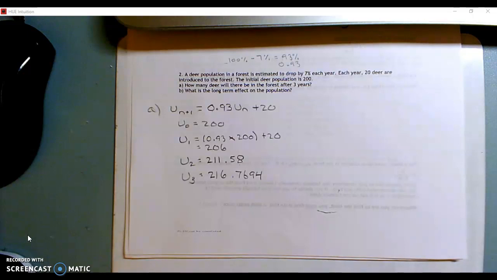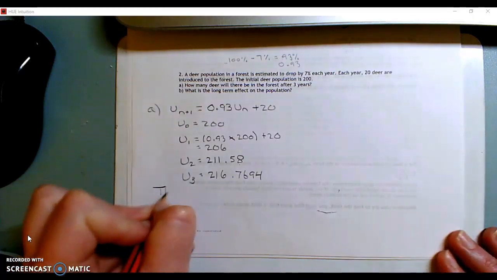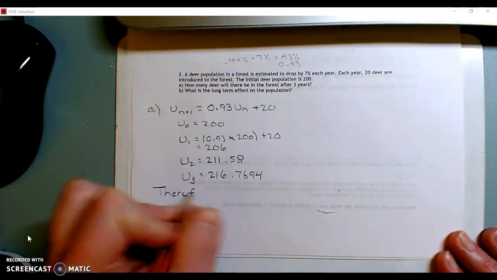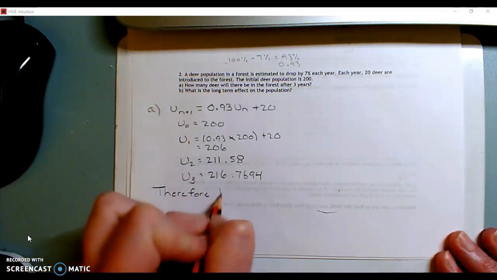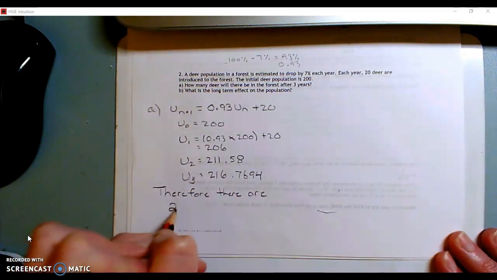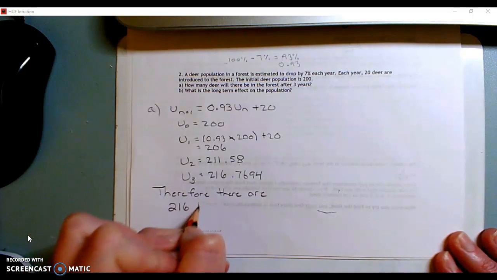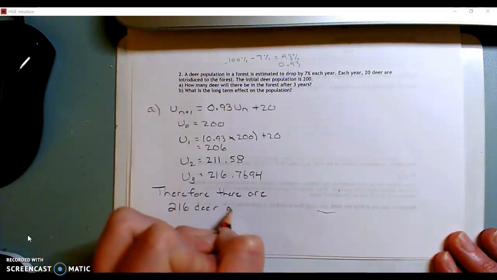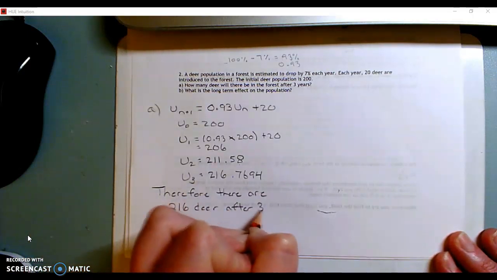Now looking at this, the question said how many deer will there be in the forest after 3 years? Well, we're only going to have 216 deer after 3 years because we're not going to have 0.76 of a deer. So therefore, we'll answer the question with a short statement. So therefore, there are 216 deer after 3 years.